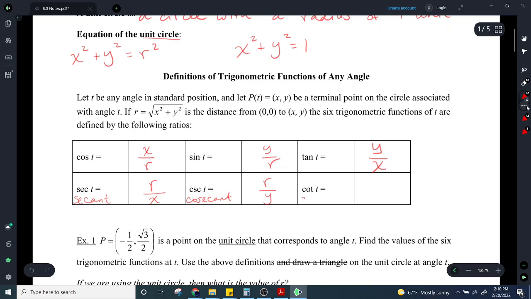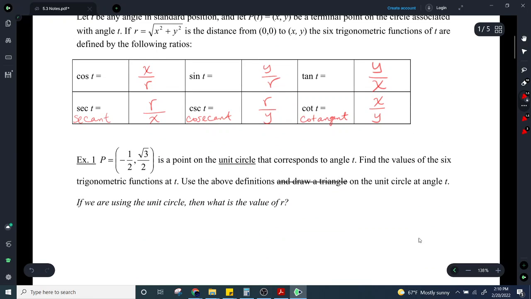And then COT stands for cotangent. There are lots and lots of relationships between these different trig functions, but these are the reciprocal relationships. Cotangent is the reciprocal of tangent. So if tangent is y over x, cotangent is going to be x over y. And those definitions will always hold.